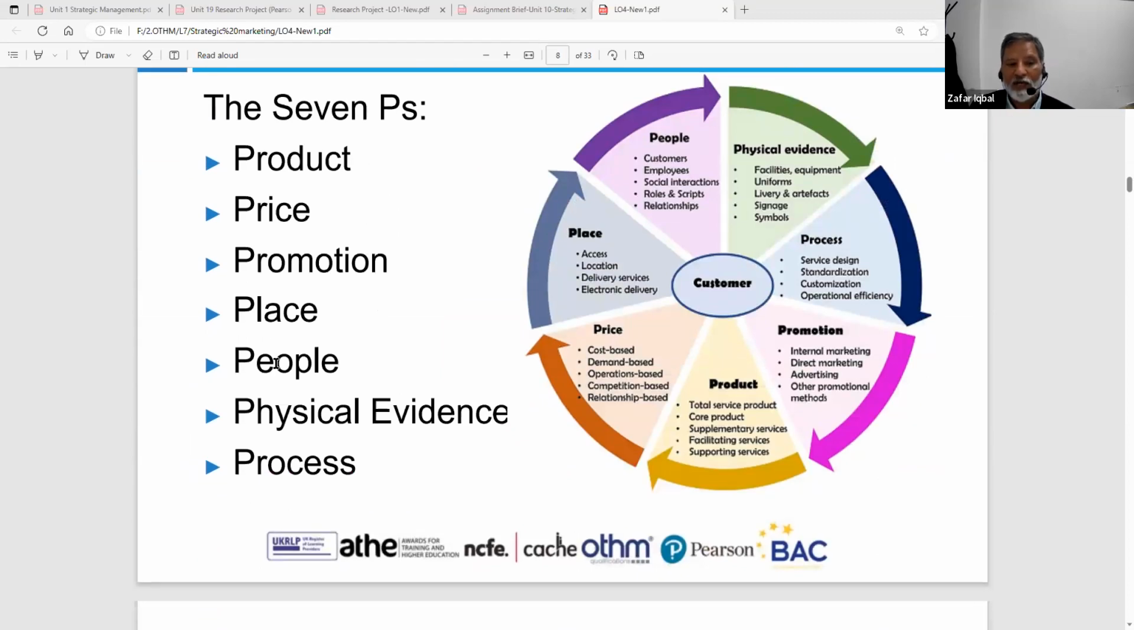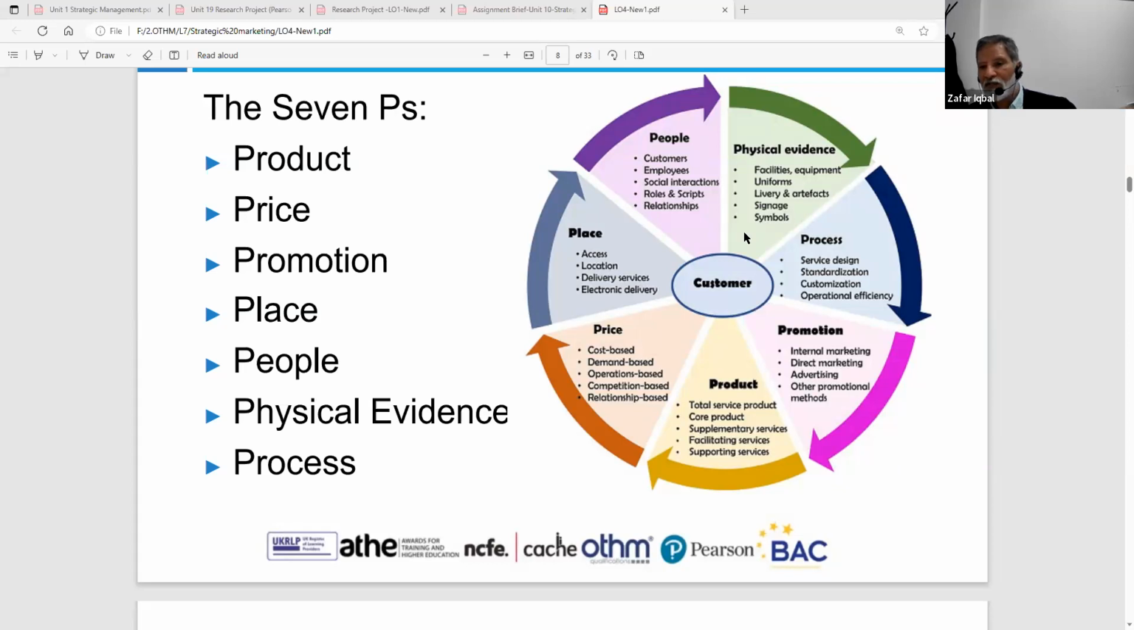Now it has 3 more elements to it: people, physical evidence, and the processing of people involved. For example, employees and customers. It also consists of roles and scripts, relationships, social interaction, people, physical evidence. For example, it consists of signage, symbols, artifacts, uniforms, facilities, equipment, physical evidence, in other words.